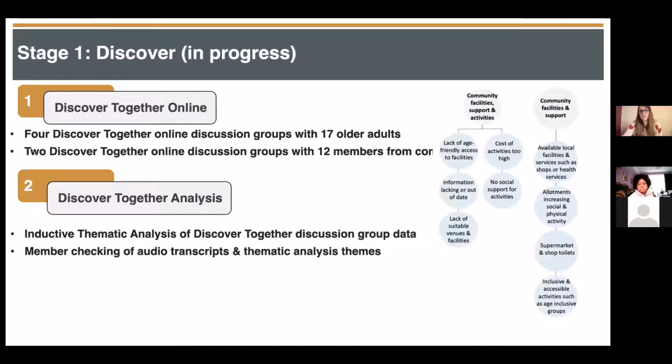So just to provide a quick overview of some facilitation barriers, community facilities and support was both seen as a barrier and a facilitator for one of the groups. For example, the barriers for community facilities were lack of age-friendly access, lack of suitable venues, or things such as cost of activities being too high. But the facilitators for community facilities and support were things like allotments, which were shown to increase social and physical activity, and also things such as age inclusive and accessible activities that all different age groups could attend.